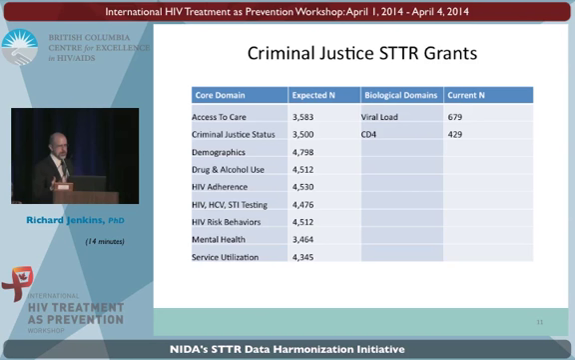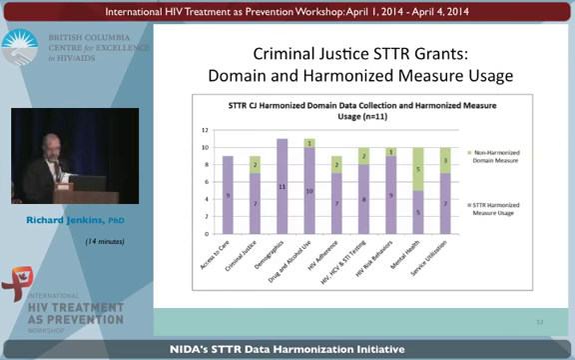In terms of the expected N's for the harmonization domains, you can see here the criminal justice studies, not all of them are enrolling HIV positive people at baseline, so the numbers of viral load and CD4 are relatively small compared with other variables, which are typically in the neighborhood of 3,000 to 4,000 people. In terms of the harmonization measures, people submitted proposals.